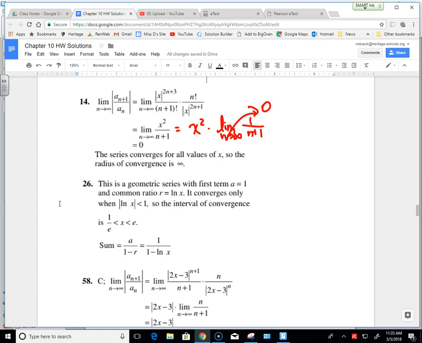Number 26. You end up with the interval of convergence between 1 over e and e. Wait. Where are they testing the endpoints?